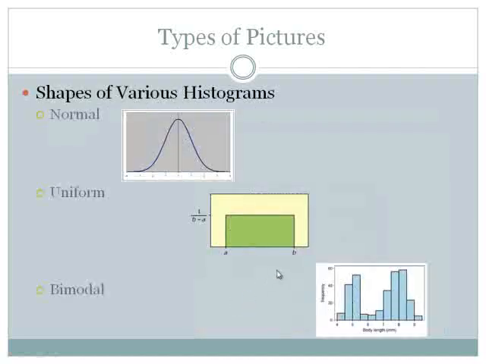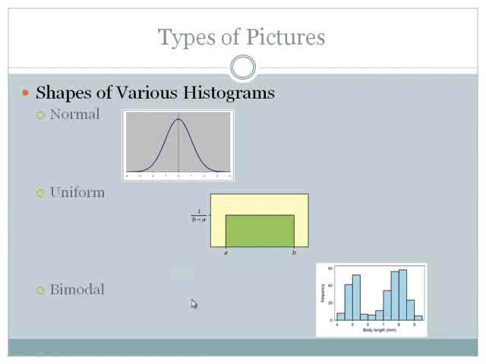Let's look at some shapes of different histograms. So the first one that we talked about already is the normal curve. In the normal curve, the mean, median, and mode are in the center. Again, lots more to come about it a little bit later. A uniform distribution is one in which each observation is observed with equal frequency. I won't see that a whole lot, but you might hear the term. The next one is bimodal.